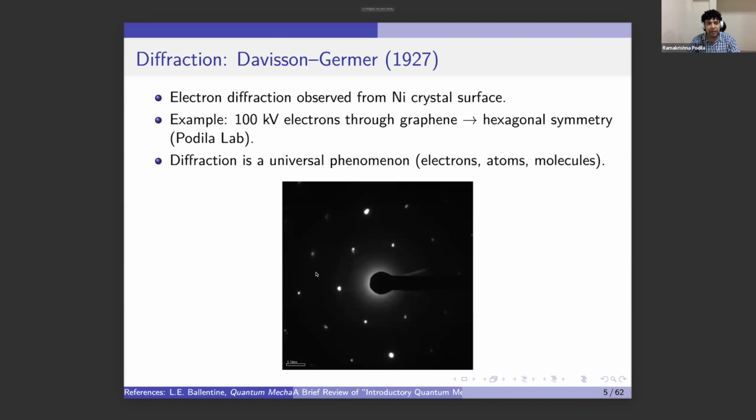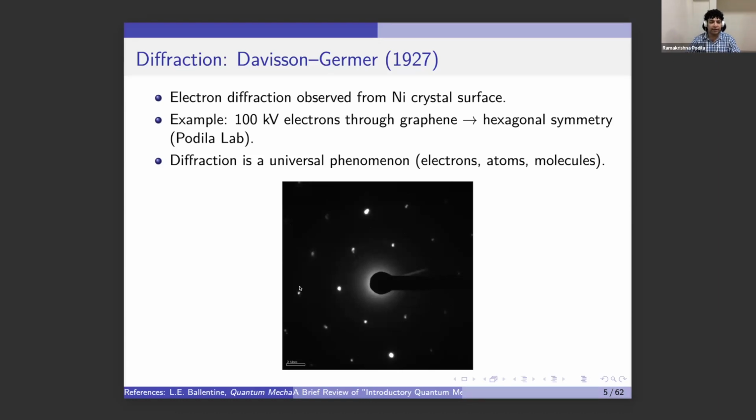And the second one is diffraction. Davisson and Germer in 1927 observed that if you have electrons hitting a nickel crystal surface, you can observe a diffraction pattern. Until then, things like light were observed to show diffraction or interference. And as you know, light is a wave, but electrons were considered particles. So electron diffraction was not expected. They were expected to behave like, for example, tennis balls would behave, like particles.